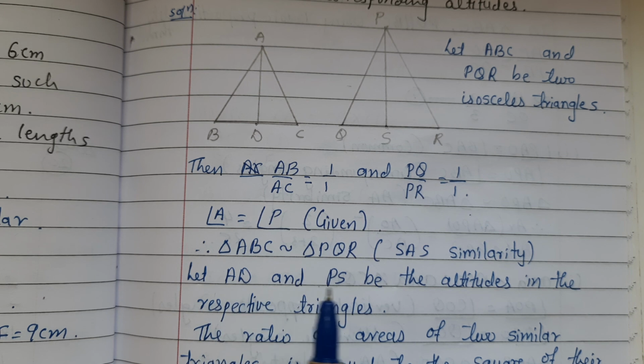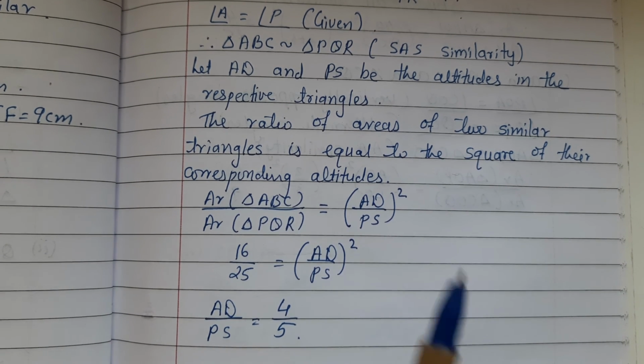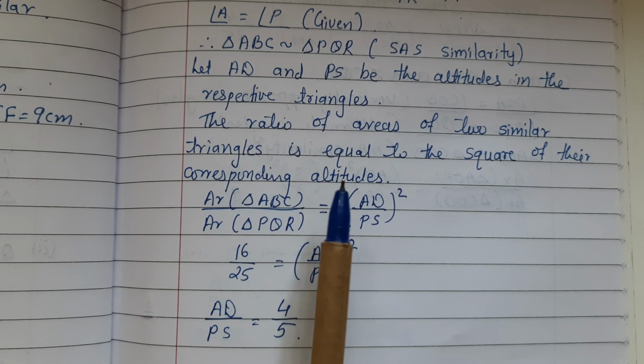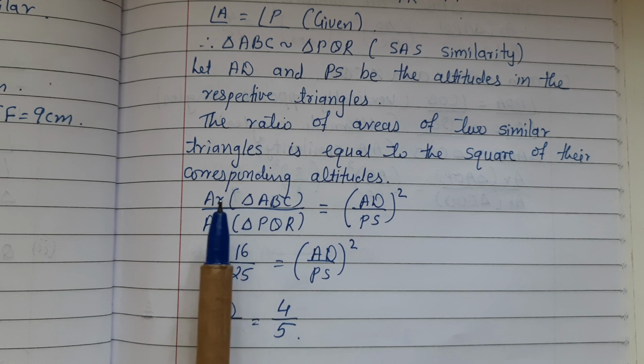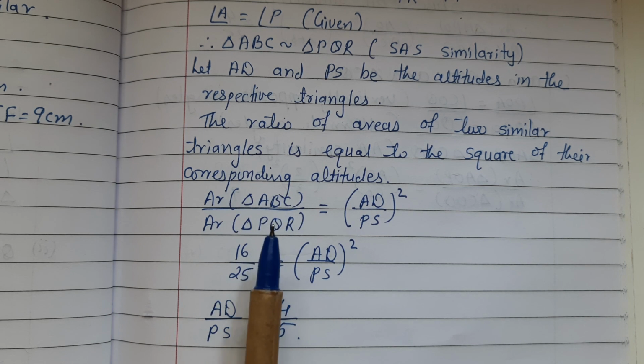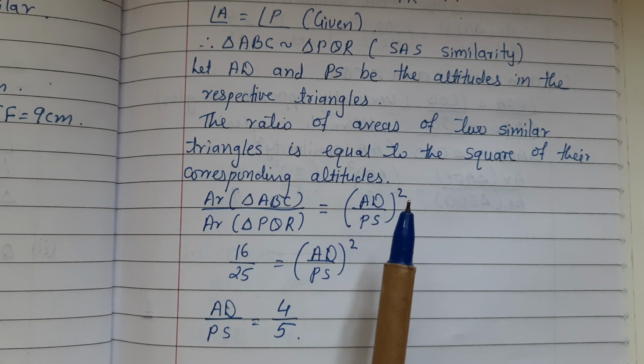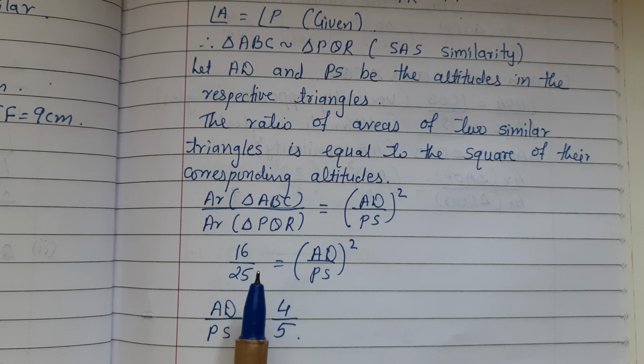Let AD and PS be the altitudes in the respective triangles. The ratio of areas of two similar triangles is equal to the square of the ratio of their corresponding altitudes. Therefore, area of triangle ABC upon area of triangle PQR is equal to AD upon PS the whole square. 16 upon 25 is equal to AD upon PS the whole square. Therefore, AD upon PS is equal to 4:5.